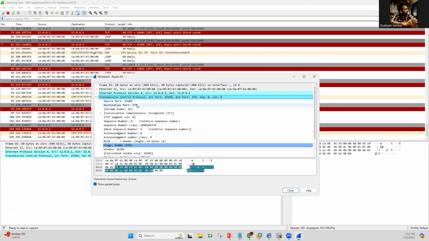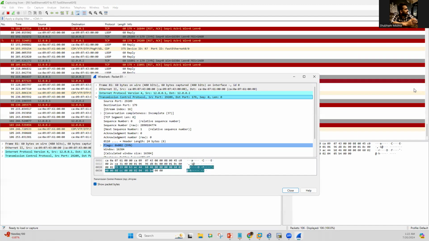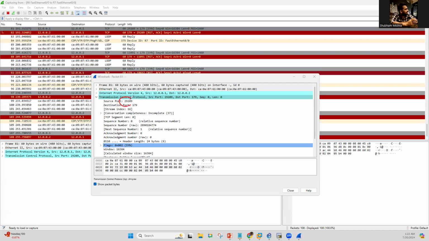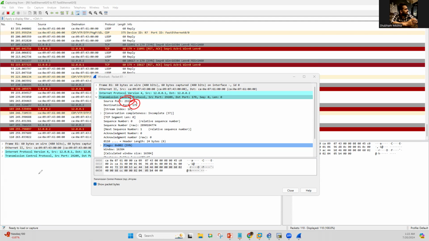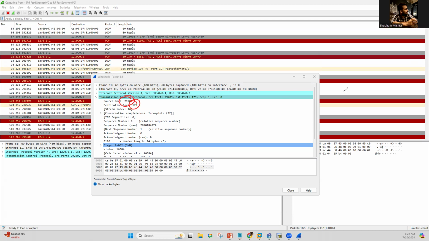What is the source port number? I told you, the device that is initiating the packet uses any random port number. So that is the source port number. Destination port number is the BGP port number, that is 179. Yes or no? Now, I told you in a TCP packet there are multiple types of flags.